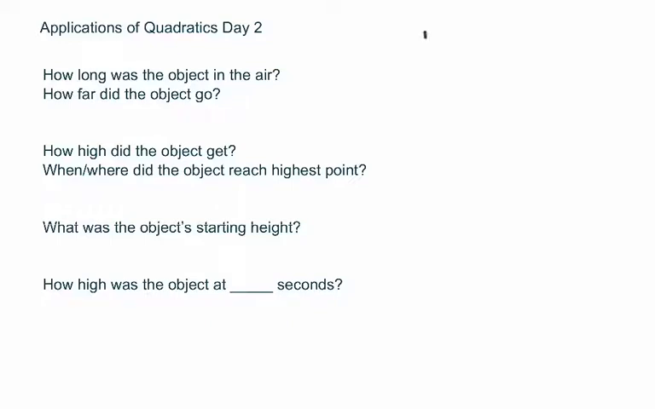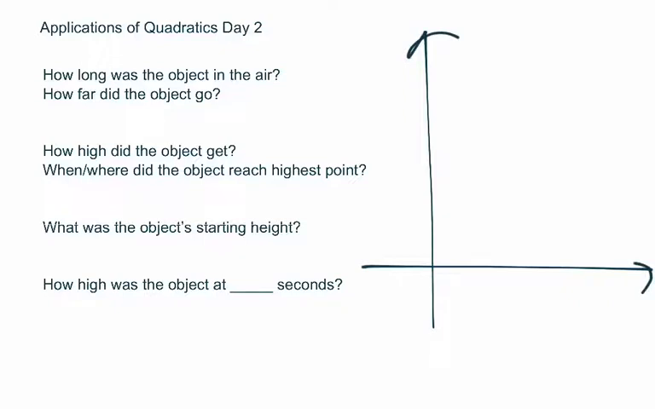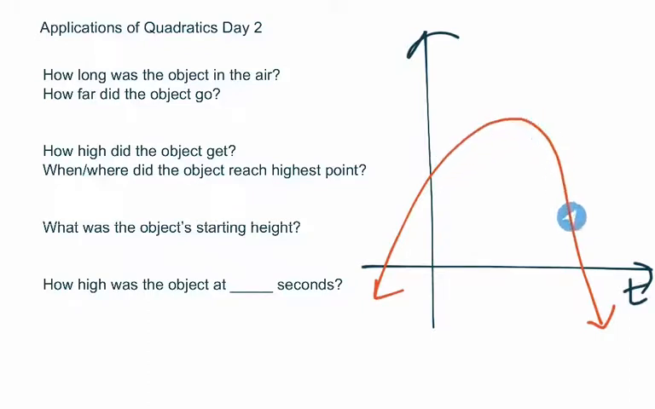So let's take a look at our parabola. We'll put our coordinate plane on here. Here's our parabola. All right. So the question, how long was the object in the air, or how far did the object go? Keep in mind, this is some kind of object and we're throwing it. How long was the object in the air would be the question asked if you had time on your x-axis. The object is in the air, and then the object is no longer in the air. And so how long is the object in the air would be your x-intercept.